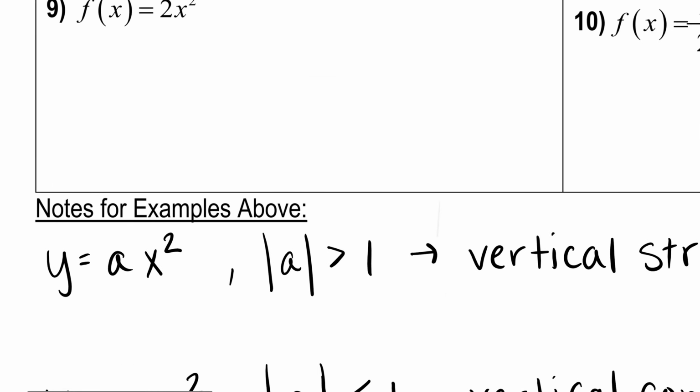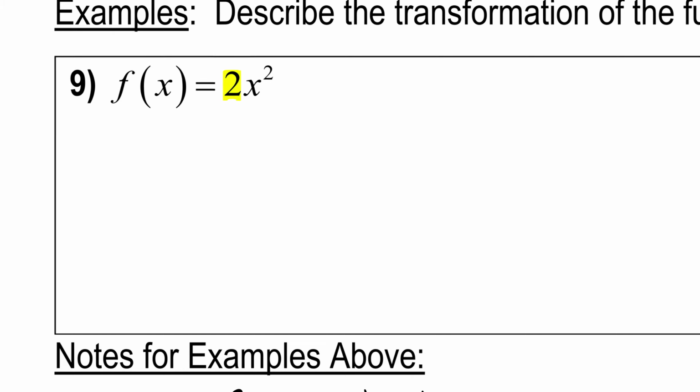But let's look at these two examples. So my a is 2, right? That's going to be my ax squared. So again, I look at just the number. I don't have a negative anyways, but 2 is greater than 1, so this would be a vertical stretch.